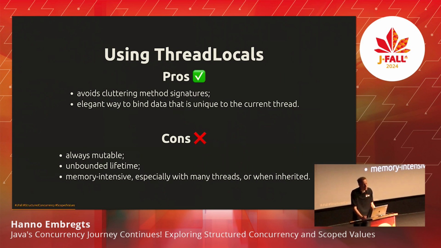But there are also drawbacks, because thread locals are always mutable. So all the code that has access to the get method of the thread local can also set the thread local again. So that's kind of a security risk. Also, they have unbounded lifetimes, and what I mean by that is they live as long as the thread lives. So if you've got short threads, the risk is minor here.